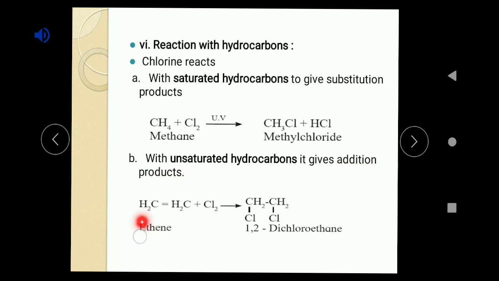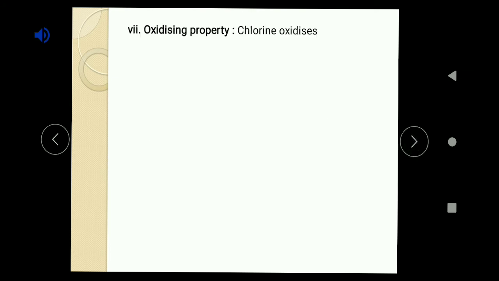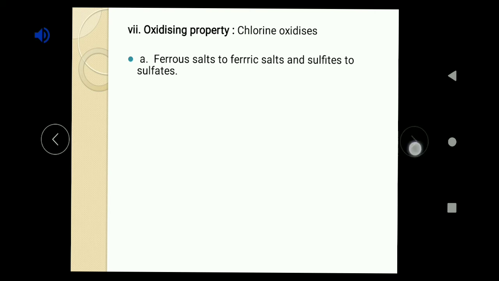Now, chlorine with ethene, when it is treated, this chlorine gets added across the double bond, giving 1,2-dichloroethane. So this is all about the reactions with hydrocarbons. Next, we will see the oxidizing property of chlorine. As I told you, chlorine is located to the extreme right of the periodic table, and it easily works as an oxidizing agent, and it brings about oxidations of many compounds. We will see a few examples.